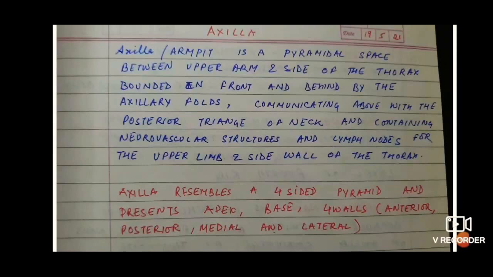Today we'll discuss axilla. Axilla or armpit is a pyramidal space between the upper arm and side of the thorax, bounded in front and behind by axillary folds, communicating above with the posterior triangle of the neck and containing neurovascular structures and lymph nodes for upper limb and side wall of the thorax. Axilla resembles a four-sided pyramid and presents apex, base and four walls: anterior, posterior, medial and lateral.